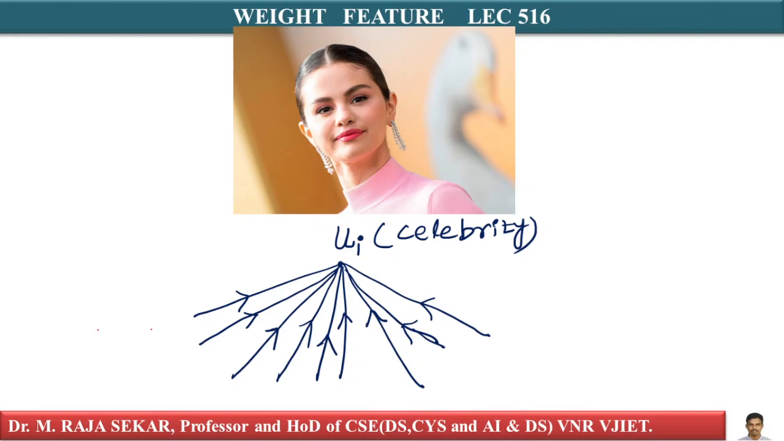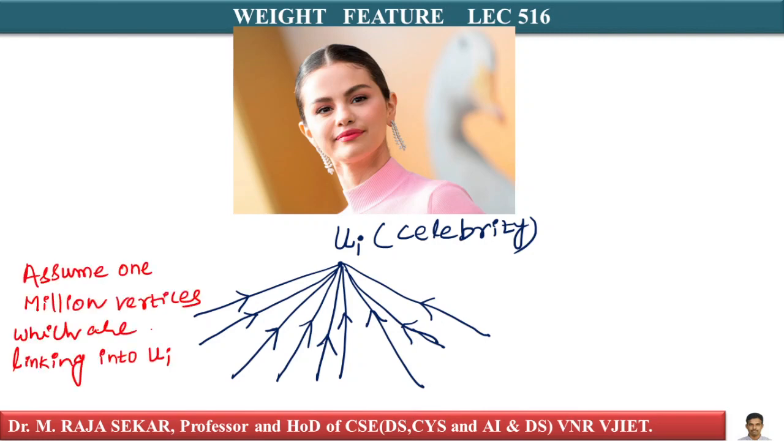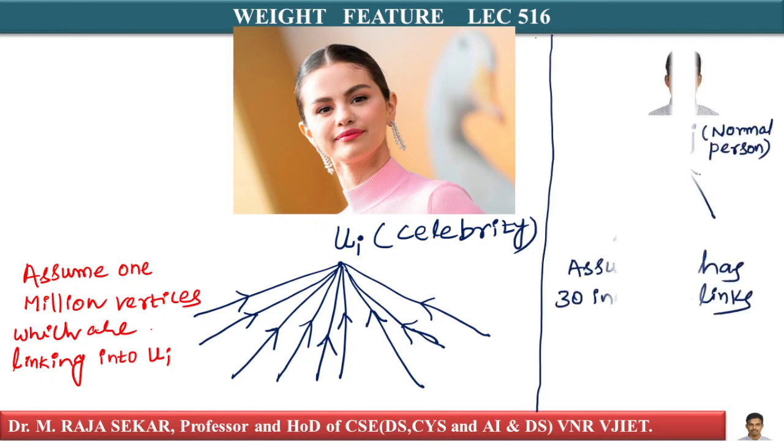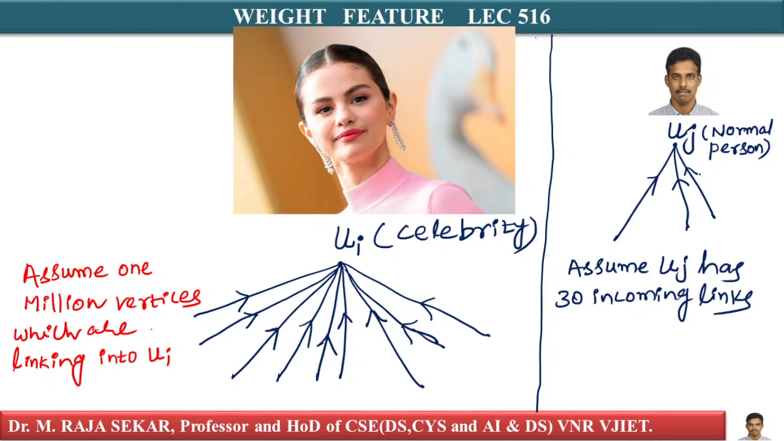Imagine I have a vertex UI with lots of incoming edges. Imagine UI is a celebrity and there are lots of edges coming into it. Let's assume there are 1 million vertices linking into UI. UI means celebrity; this is one type of vertex. There is another type of vertex, UJ, a normal person like me. Let's assume this person has about 30 incoming links, 30 people linking into UJ.